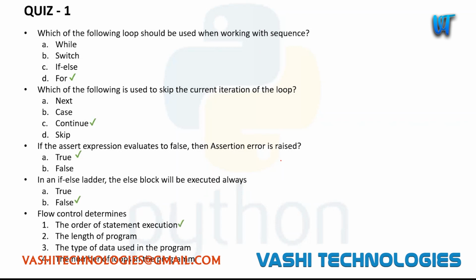Okay, I think I have revealed the answer. Flow control determines, you can go through the options here, basically the order of statement execution. Flow control statements define in what order statements need to be executed and which will be skipped.